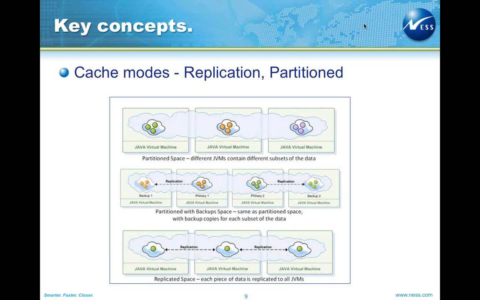So let me just revisit the slide again. As you can see, the first row talks about a partitioned space, wherein the data is unique to that particular node and not shared across others. This is essentially how some of our traditional RDBMS systems have data in them, so they do not have any kind of replication. Then you could see the second row, wherein data is replicated across primary and the backup. And the third mode would be where data is replicated across each and every node in the cluster.